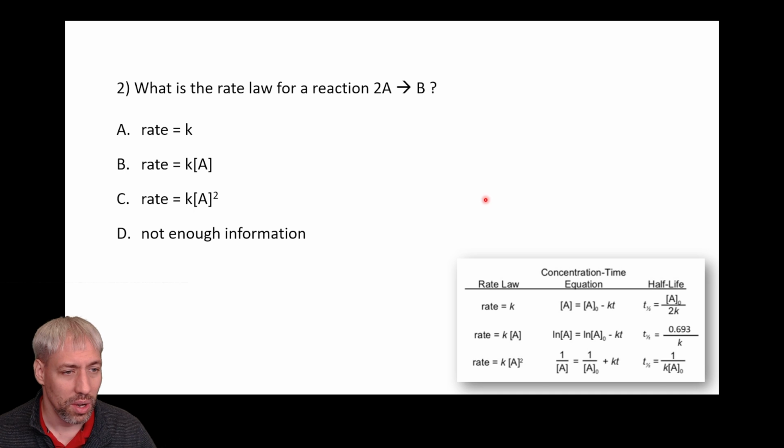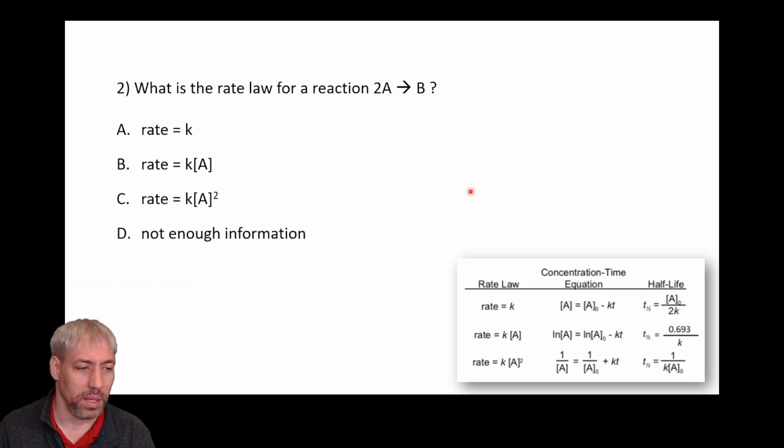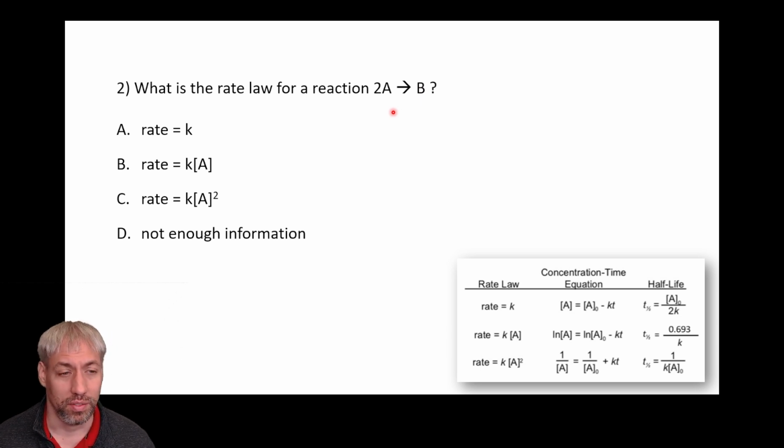All right, question 2. What is the rate law for reaction 2A going to be? All right, so some of you have figured out the answer is D, not enough information. We haven't been given a rate constant. We haven't given an order of reaction. All we've been given is an equation for this reaction. And so we can know for sure that the rate of disappearance of A will be twice as fast as the appearance of B. But we don't know what the rate law of this reaction is because we haven't experimentally determined X and Y.